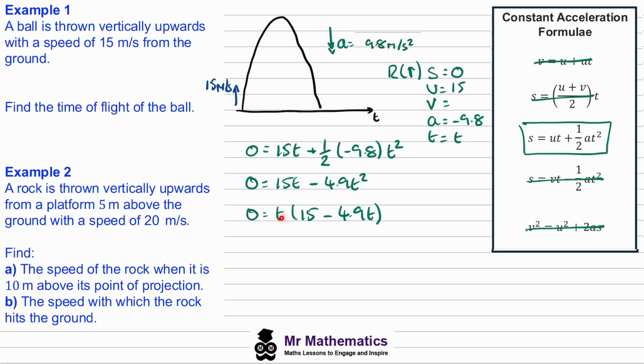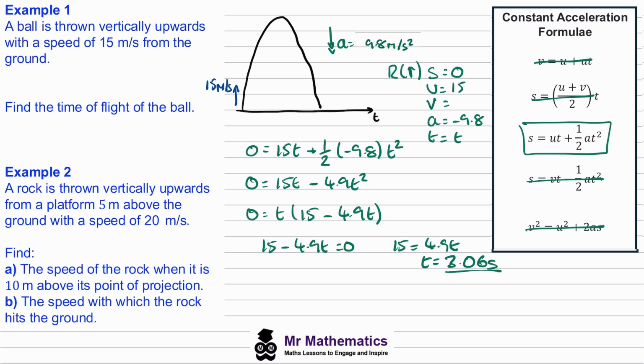Now we know t equals 0 when we're about to launch the ball, so the t we're looking for is at this point, which will come from this bracket. So 15 minus 4.9t must equal 0. So 15 will equal 4.9t, and this works out as 3.06 seconds.